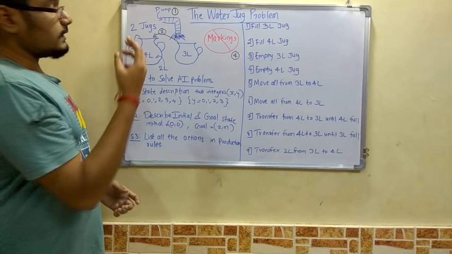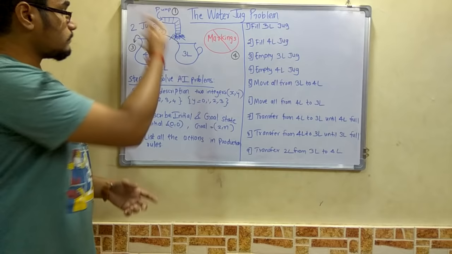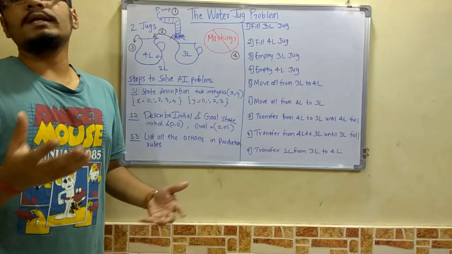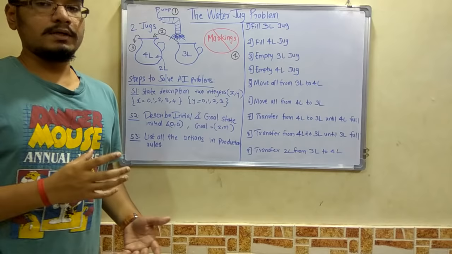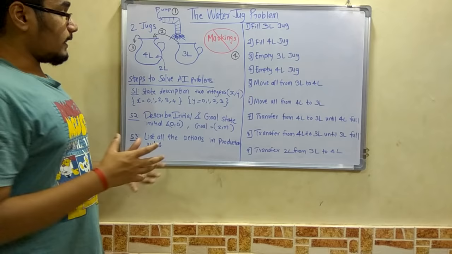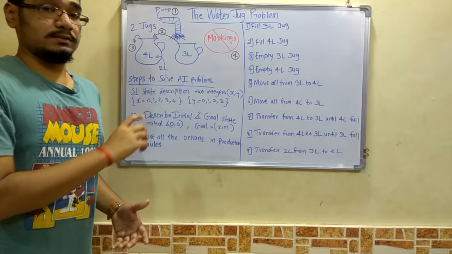The third assumption is that you can pour water from any of these jugs onto the ground. And the last assumption is that there is no marking mechanism or device to measure the liters, how much water is contained in each of these jugs. So our problem statement is to get exactly 2 liters of water in the 4 liter jug. This is the overall idea about the water jug problem.